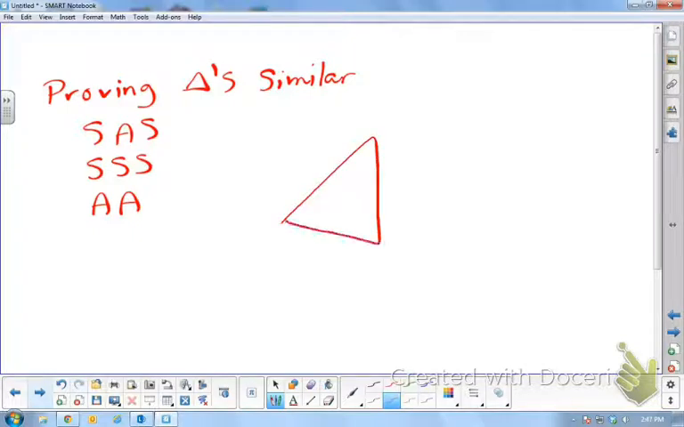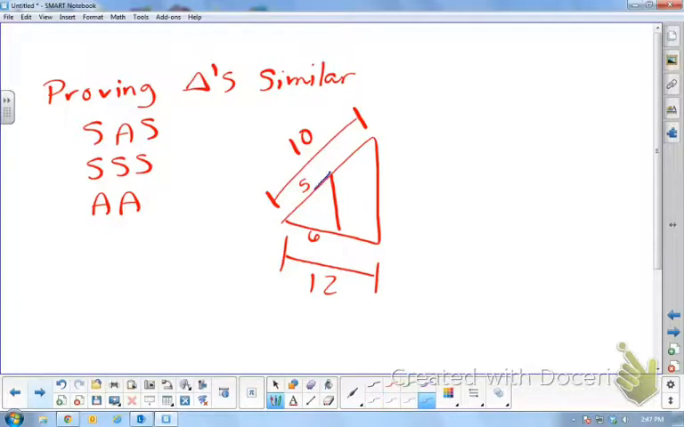So usually we had something like this, where we might have to look at it and say, well, really, there is more than one triangle here, even though my picture looks like I only have one triangle. We have the inside triangle, which has a side of 5 and a side of 6. We have the outside triangle, which has a side of 10 and a side of 12.